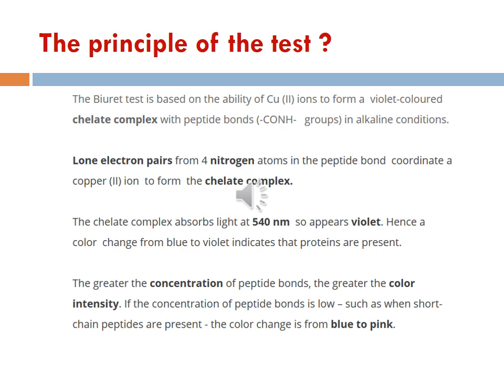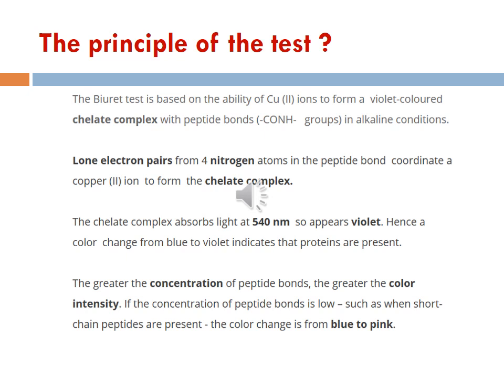The principle of the test depends on the formation of a chelate complex by the coordination of the electron pair of a nitrogen atom of the peptide bonds with the copper ion in the presence of alkaline conditions. This results in a chelate complex that has a purple or violet color. This complex absorbs light at 504 nanometers.